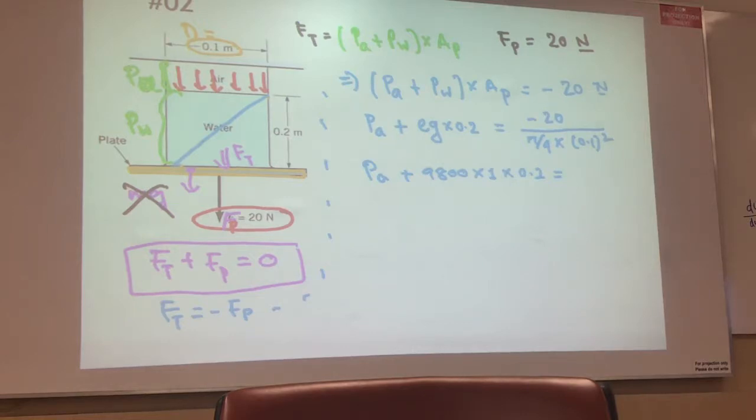so this becomes minus, this one you get 2546.48, and after that you can get PA becomes minus 4506.48. Alright, this is Pascal because this is Newton. So what is the air pressure? PA becomes minus 4.51, approximately kilopascal.